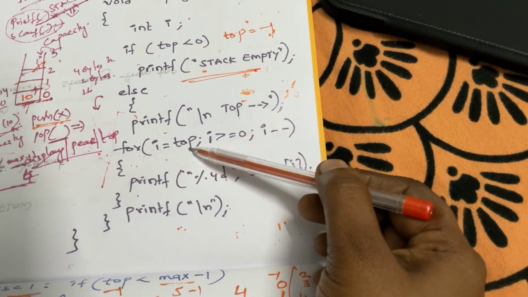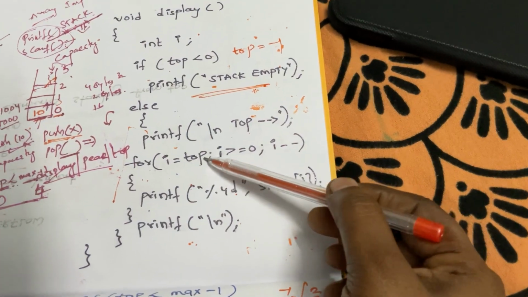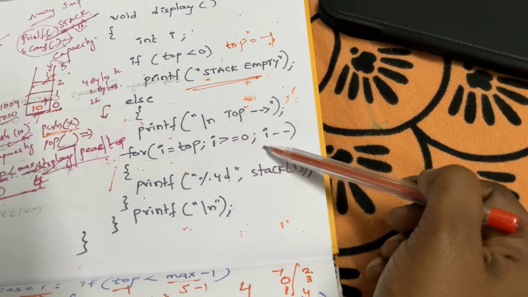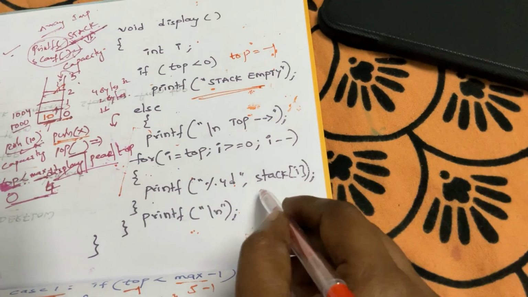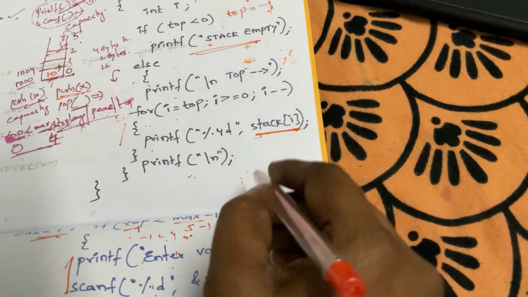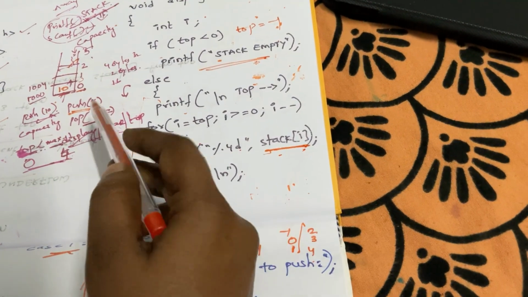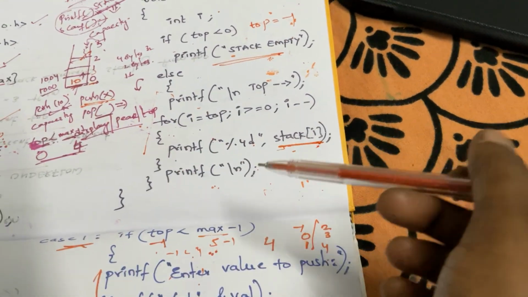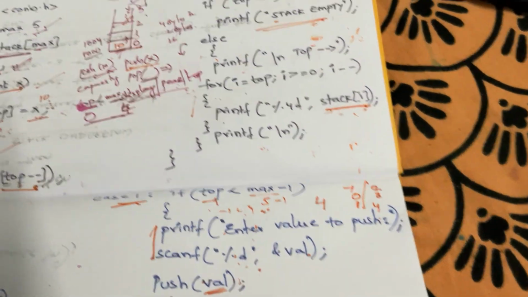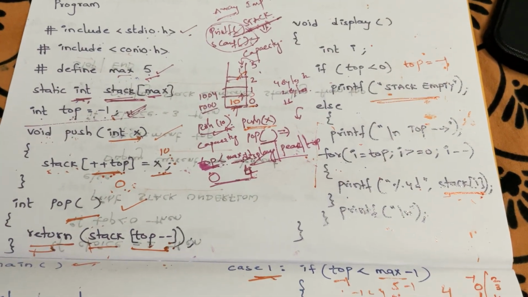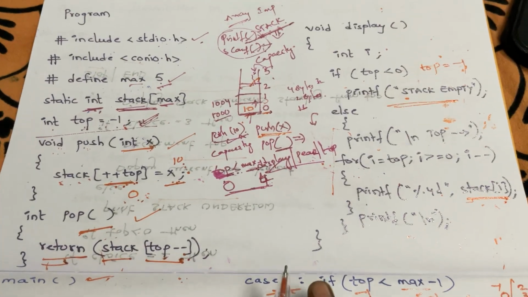The i value will start with top. Because we already entered the condition, right? i greater than or equal to 0, i decrement. And this is your display: stack[i]. What is the value of stack[0]? 10. What is the value of stack[1]? Whatever value we placed. So all the elements will get displayed. So this is the implementation of stack using an array.